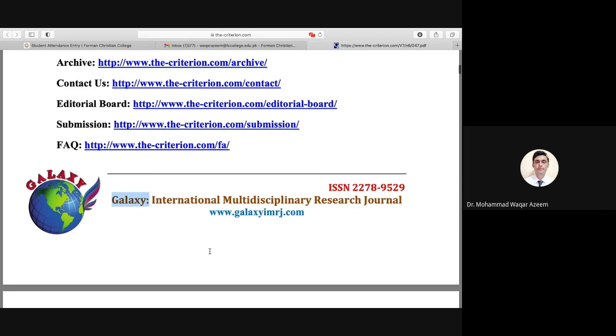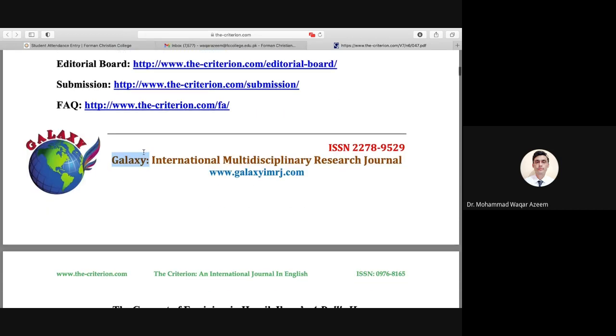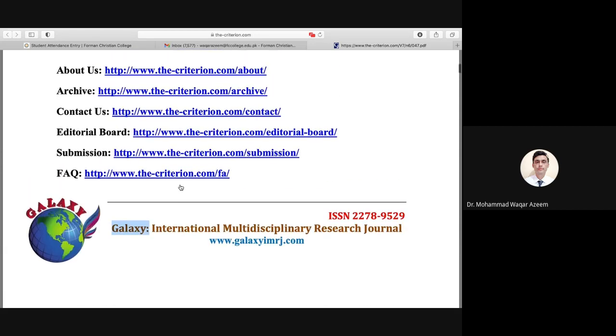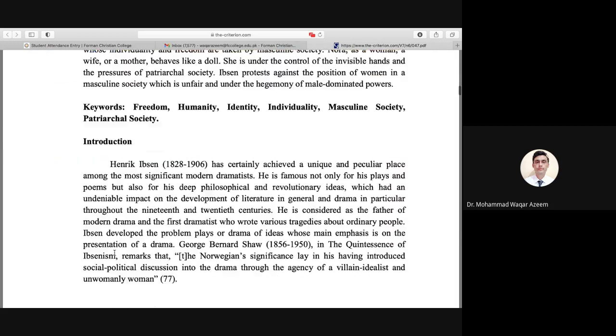So this is looking at the publisher, that is an important indication. And you can always figure it out. Even if there is an ISSN written over here, that does not really matter when you're looking at the quality of the research article.